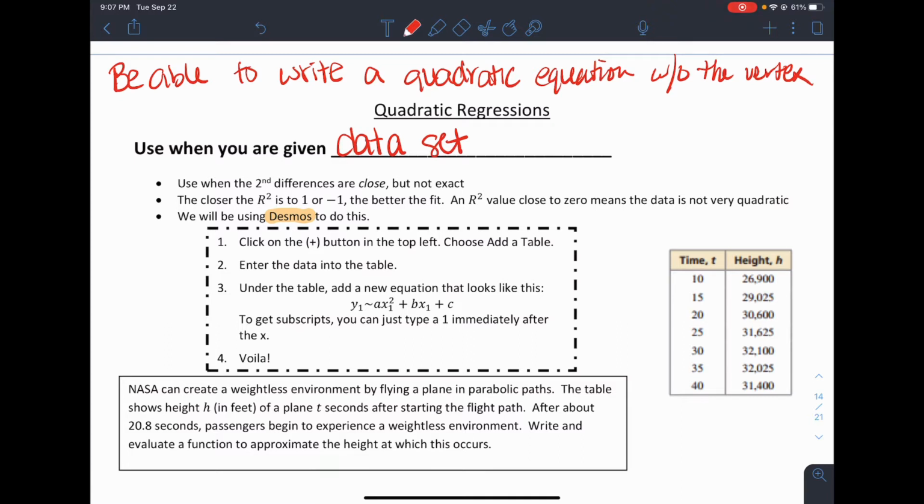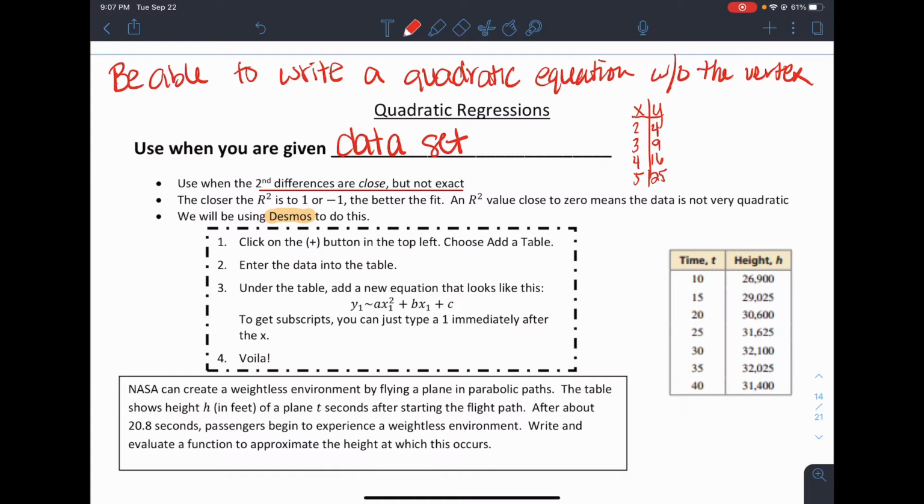We use this when what we call the second differences are either close or exact. So the second differences is when you have a data table. And I'm just going to make one up real quick. I have X and Y. And let's say it's like 2, 4, 3, 9, 4, 16. I'm doing this on purpose to be quadratic.